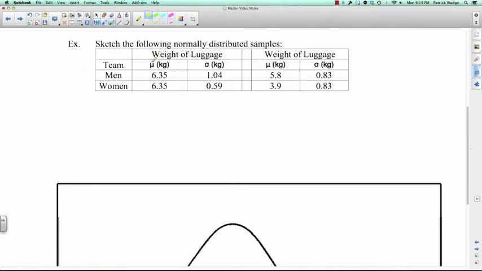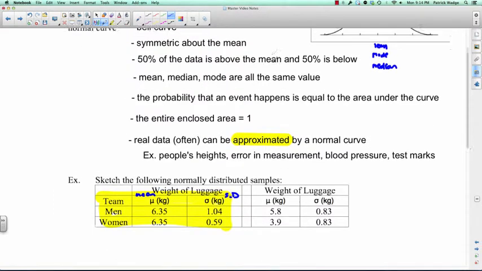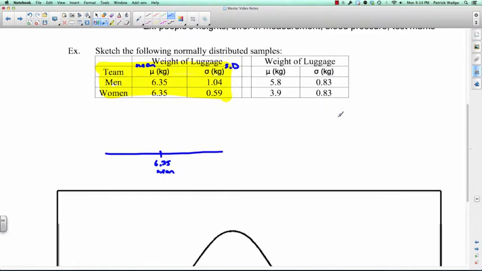So the first thing we're going to do is sketch the following normally distributed samples. Let's focus just on this bit because we have two questions here. This is the first bit. We're looking at the weight of luggage, and we have mu, which remember is the mean, and sigma, which is the standard deviation. There's men and women, and the men and the women have the same mean. The way we're going to draw this is we're just going to draw a line here, and we're going to put the mean right there, 6.35. That's the mean, and they both have the same mean. And remember, it's going to be symmetrical around the mean. So far, it looks like they're going to be the same.